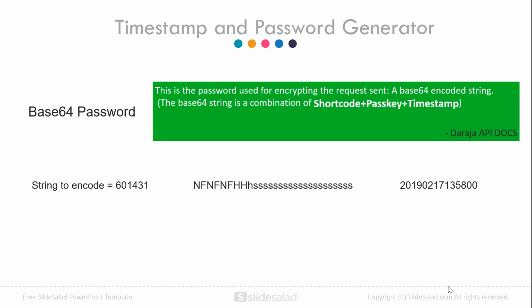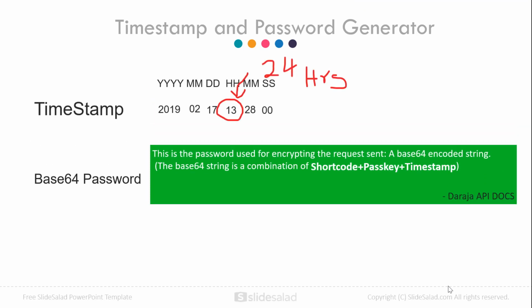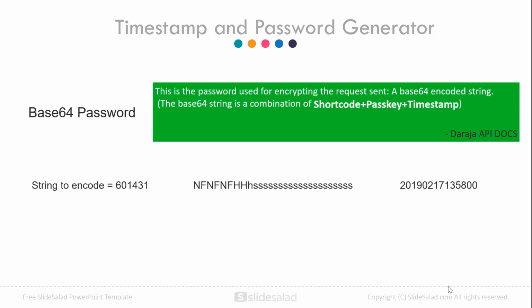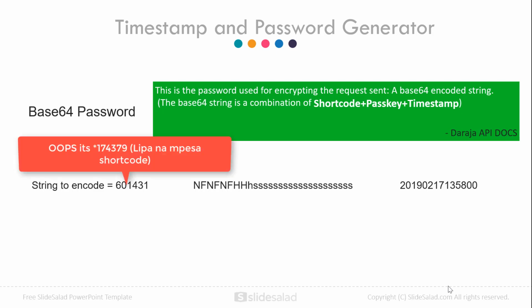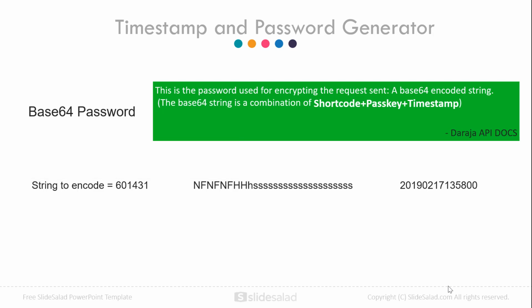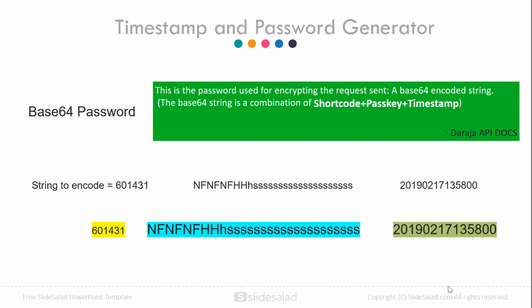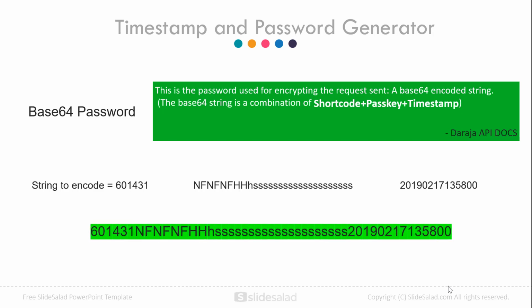the password. So the base64 password is a combination of the shortcode that we've just seen, the Lipa Na Mpesa shortcode, plus a passkey, which is also in the credentials page, as well as the timestamp. So here you find that our business Lipa Na Mpesa shortcode is 60143, and I've guessed the Lipa Na Mpesa passkey. I don't want to write the actual one in this tutorial, and also I have the timestamp that we've just generated. So basically you need to write them and combine them into one string and copy that string.